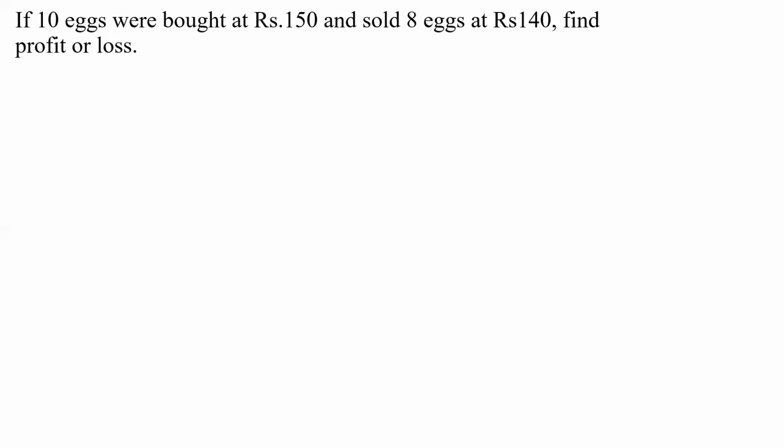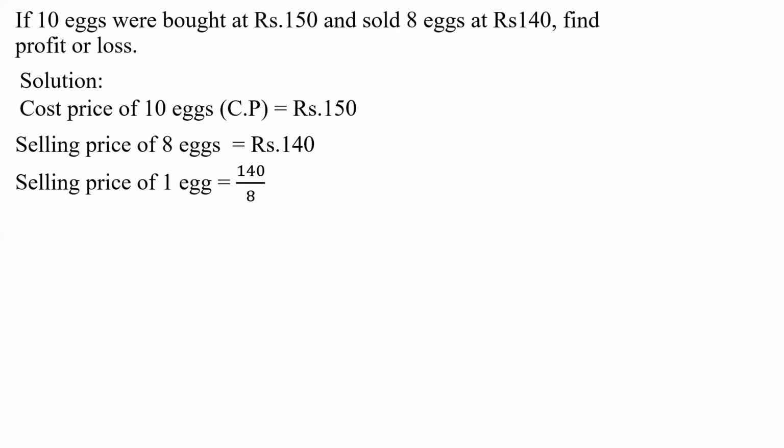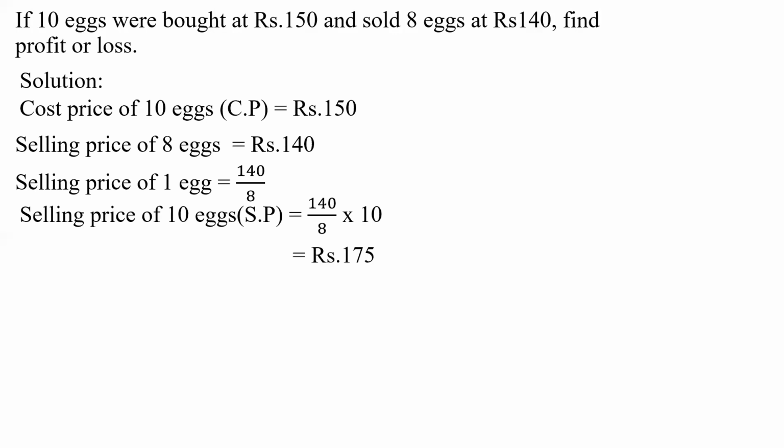It doesn't matter what quantity you choose, but keep in mind, you must make the quantity the same. For instance, here, if I take the cost price of 10x, that is CP, and that is rupees 150. Another given is the selling price of 8x, that is 140. Now let me first find the selling price of 1 egg, that is 140 divided by 8. You know the unitary method, correct? So now we can find the selling price of 10x, that is SP, and that is 140 divided by 8 times 10. From here we get rupees 175.